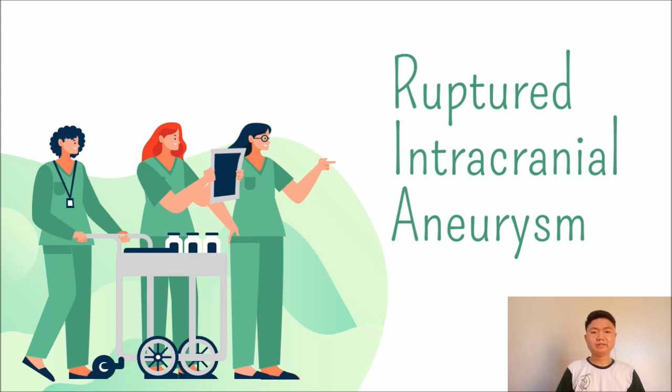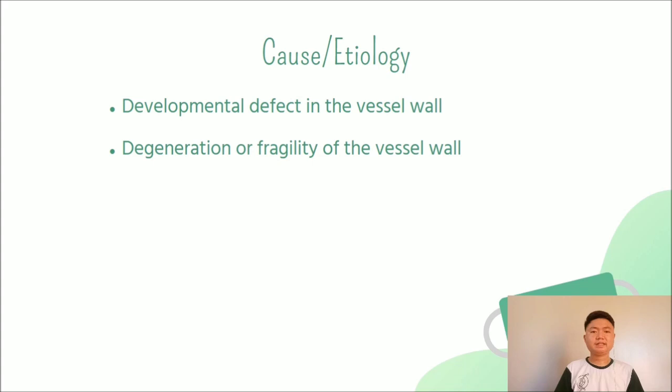So an intracranial aneurysm is a saccular outpouching of a cerebral artery that occurs at the site of a weakness in the vessel wall. The exact etiology is unknown, but theories of a cause include a developmental defect in the vessel wall and the degeneration or fragility of the vessel wall due to conditions such as hypertension, atherosclerosis, connective tissue disease, or abnormal blood flow.